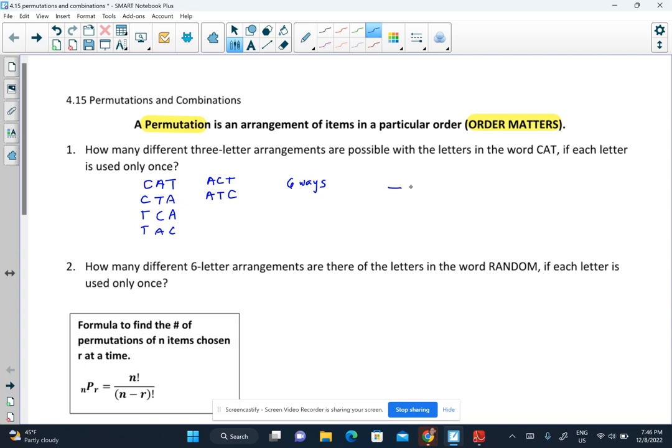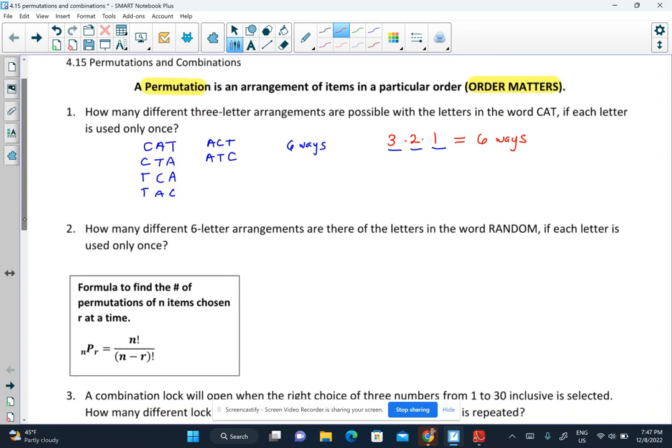So one way we can do it, I call this the slot method. There are 3 letters in the word, and we have 3 ways we can choose the first letter. Once we choose that, since no letters can be repeated, we have 2 ways for the second. And finally, we only have 1 option left for the third. And we're going to just multiply that together. This is known as the counting principle. So this is another way, and I'm going to be showing you more in a minute.